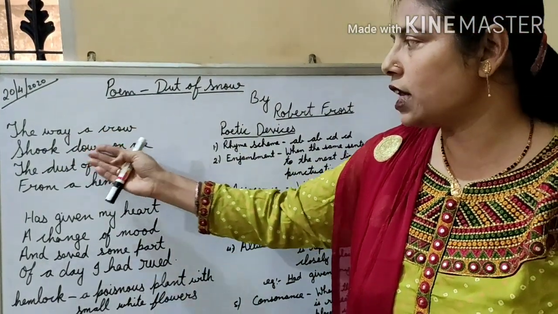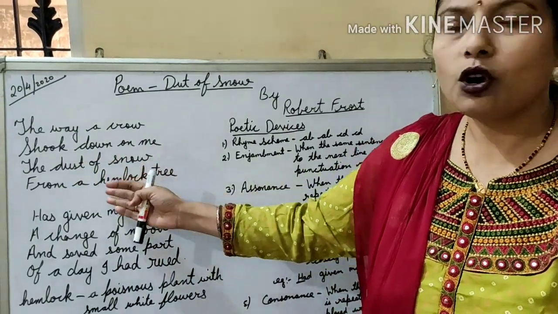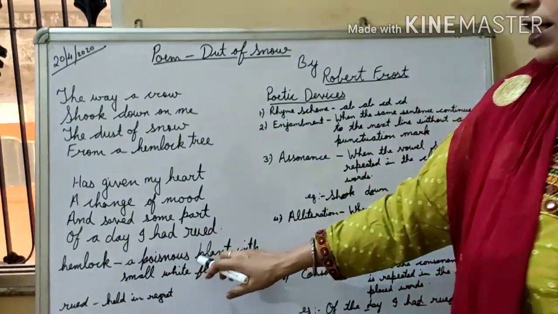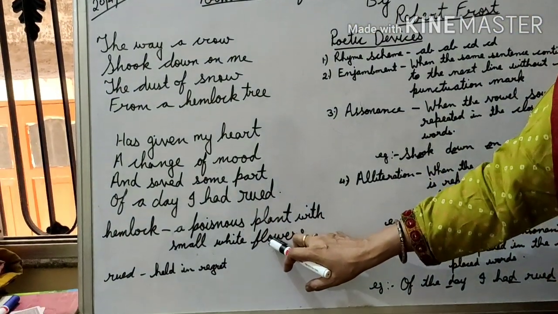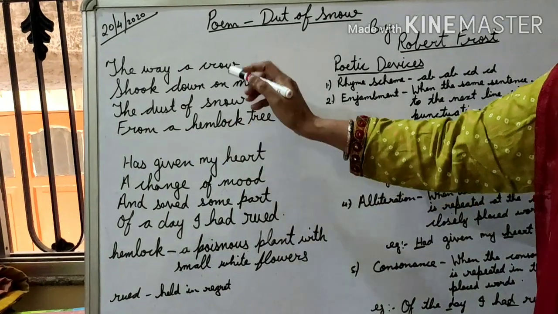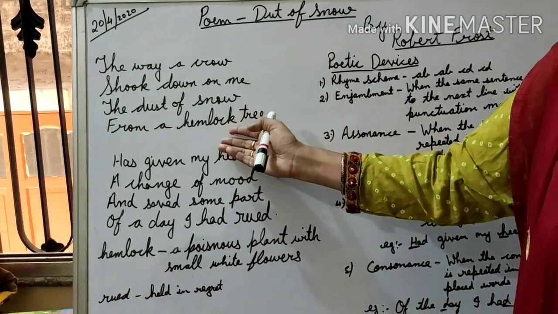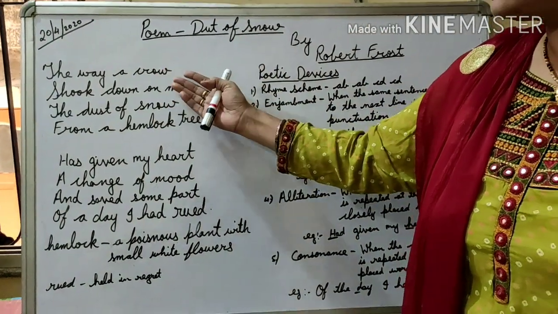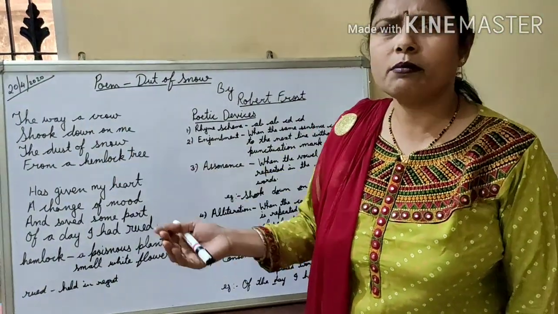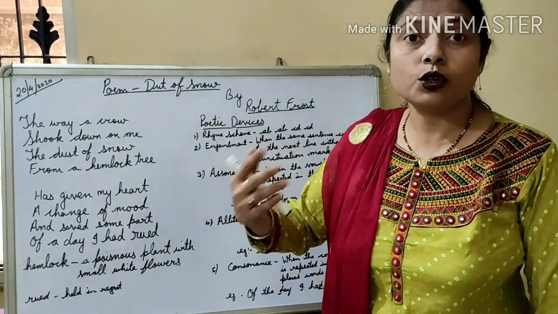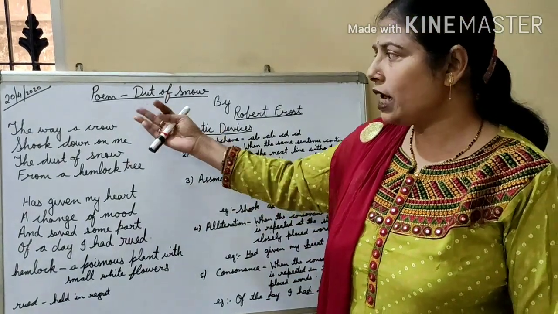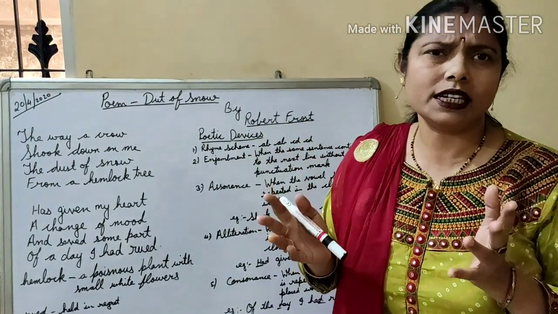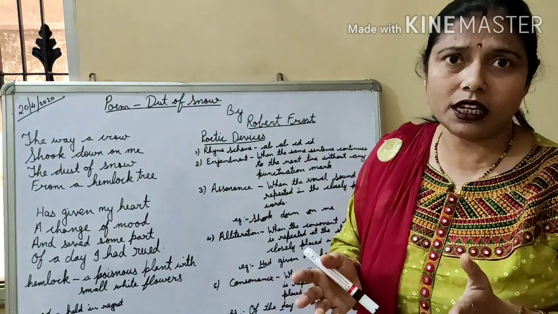The way a crow shook down on me the dust of snow from a hemlock tree. What do you understand by hemlock? Hemlock is a poisonous plant with small white flowers. So you can see hemlock, crow. When we read about these things, these are inauspicious words. We don't remember crow or hemlock as a good sign. It is not a good sign. So we can understand that in the first stanza, the poet is in a negative, sad mood. He is not happy. He has negative thinking.